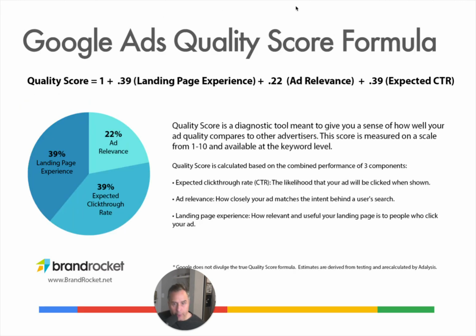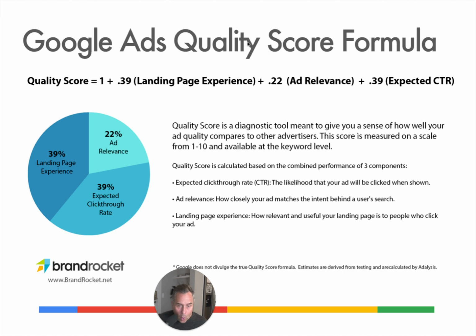So quality score is one of these formulas. Like I said in a previous video, it's like the Coca-Cola formula. Nobody knows for sure. It's in a Google vault somewhere in Silicon Valley. But there's been a lot of testing, and we have a pretty good idea of what it's comprised of.